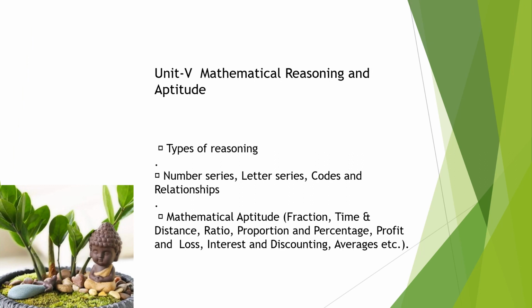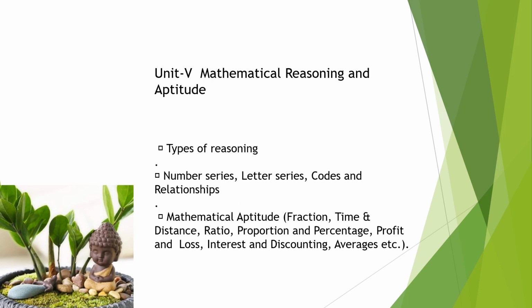So we discuss the syllabus for our mathematical reasoning and aptitude. Okay, it is a part of Unit 5, mathematical reasoning and aptitude. The first point we have to discuss is the types of reasoning. Today's class we will discuss it. Next is number series, letter series, codes and relationships, that is blood relation. Father, mother, like that they will ask the questions.